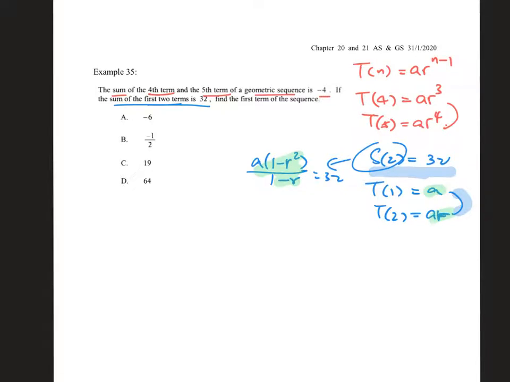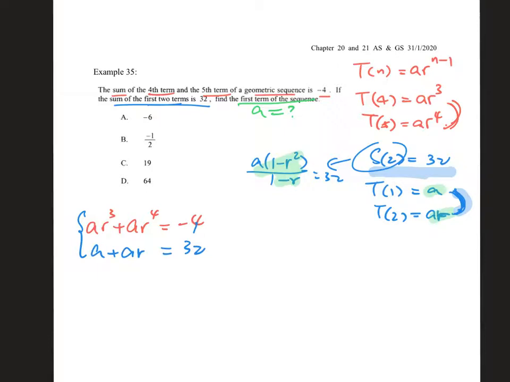Now you are asked to find the first term. Underline the question: find the first term, that means you are going to find a. Let's start. In red, these two terms, the fourth and the fifth, ar cubed plus ar to the power 4 is -4. While the blue one, the sum of the first two terms, a plus ar, is equal to 32. You see it's very complicated. You don't have any other way to solve it, right? But you can start thinking, shall I use division to cancel the unknown, especially a? Or sometimes if the expression is big, factorization may help.